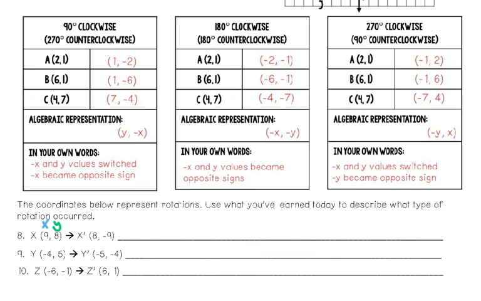Now what changed? I know they switched places, so instead of it being x, y, it now is y, comma, x. I also know that the x is the opposite sign. It changed from a 9 to a -9. Since the pattern is y, negative x, I'm going to look at the algebraic representation of each one of these rotations and see which one that matches with. I can see that matches with the 90-degree clockwise rotation, or since 90 degrees clockwise is the same as 270 degrees counterclockwise, I'll go ahead and write that too. So try 9 and 10 by yourself, and then press play whenever you're ready to check.